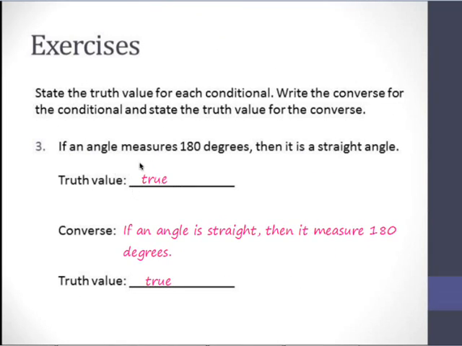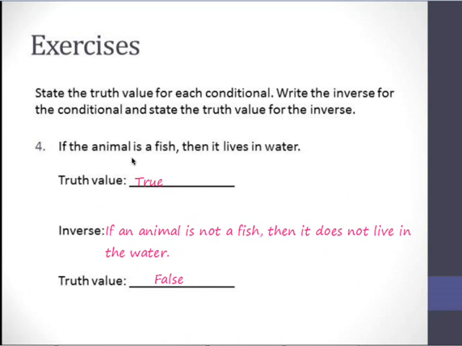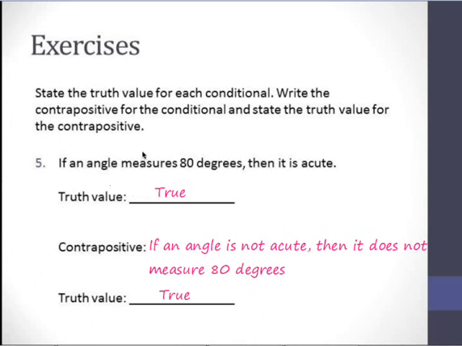The truth value here, that's true. And then the converse of that, we switch directions, and that also happens to be true. Let's take a look at the next one. Truth value here, that's true, and then the inverse is also true. I'm sorry, the inverse is false. If an animal is not a fish, then it does not live in the water. That's not true because there's all sorts of animals that aren't fish that do live in the water. Here we have the truth value there, that's true, and then the contrapositive also happens to be true.